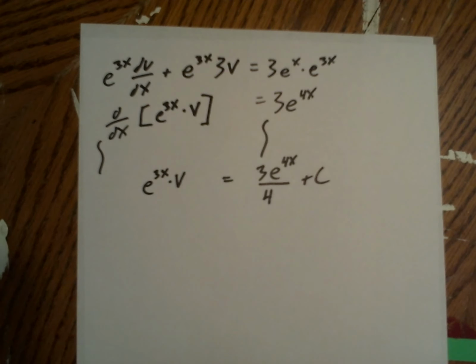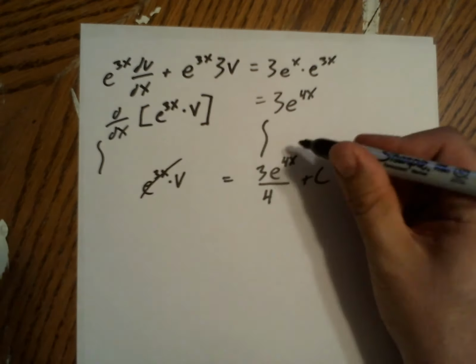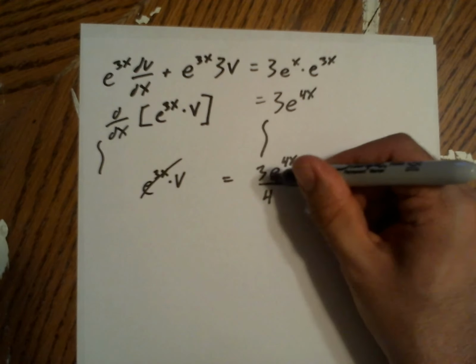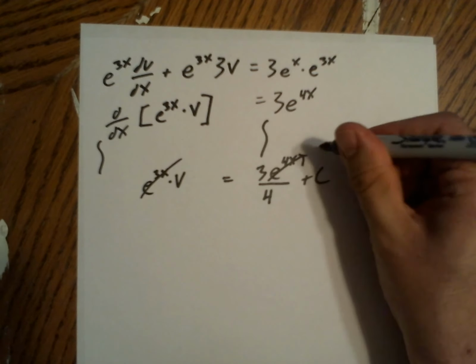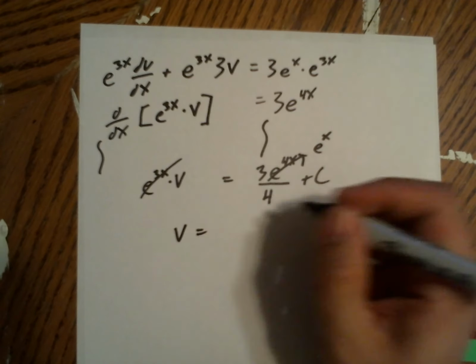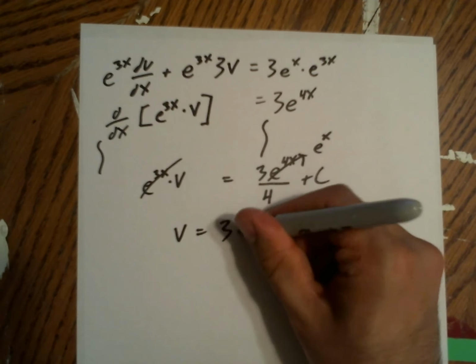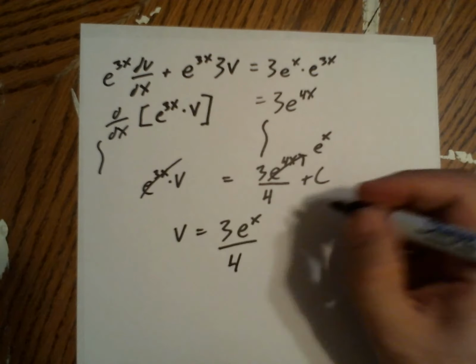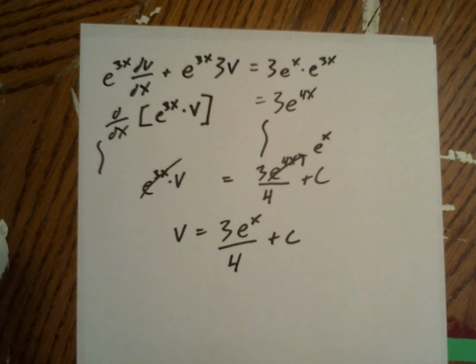And I noticed that they both have these factors of e to the 3x in them. So I could divide by that, and that will go to just e to the x singular. So v equals 3 e to the x over 4 plus c.